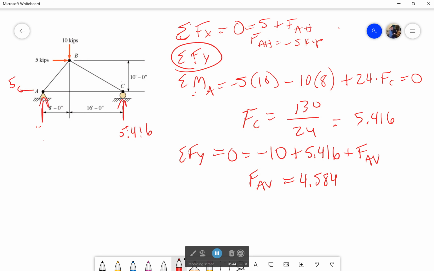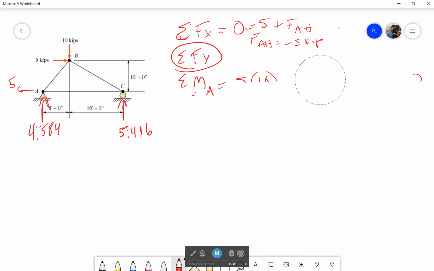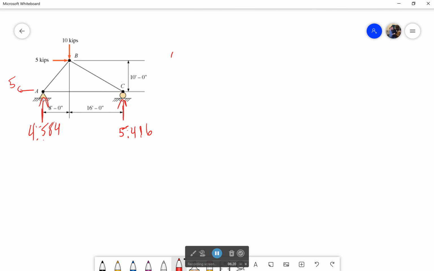Okay, so that worked out fairly well. 4.584. So now we need to go to the internal forces. So with that, I'm going to erase everything over here. So if you haven't copied all this down, or if you need more time, make sure you pause the video now. Okay, and it's all disappearing. Gone.